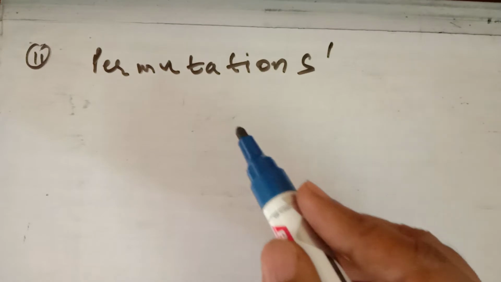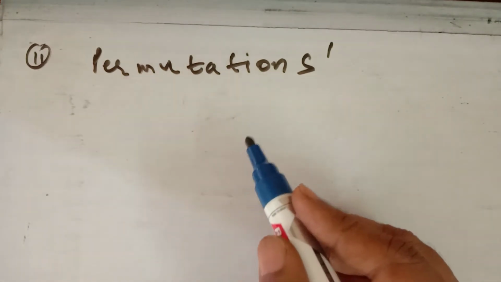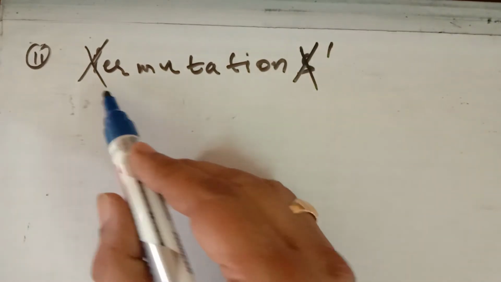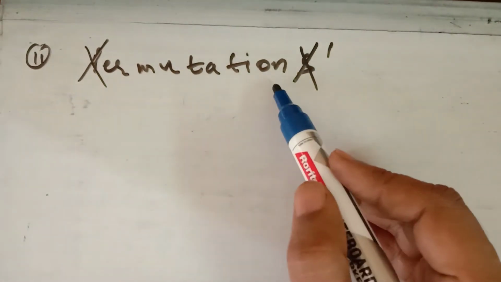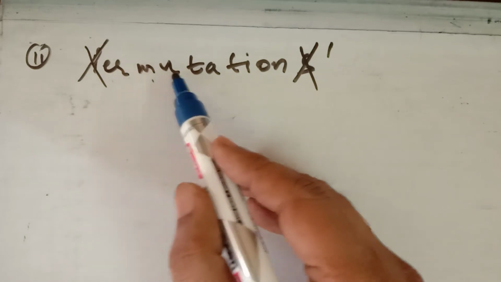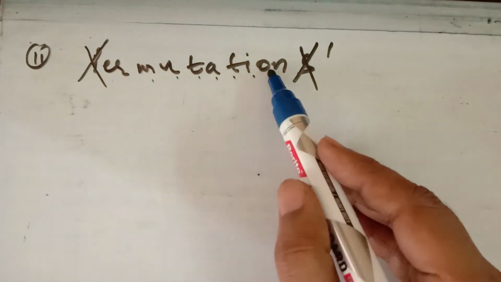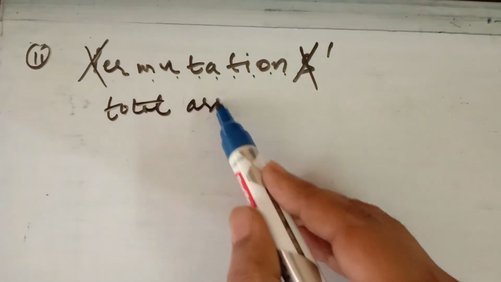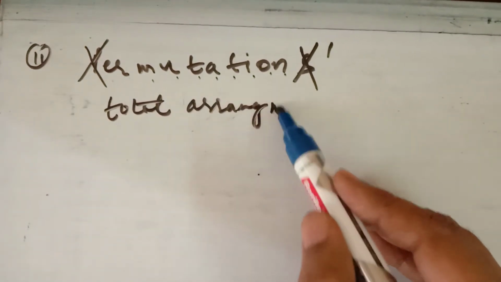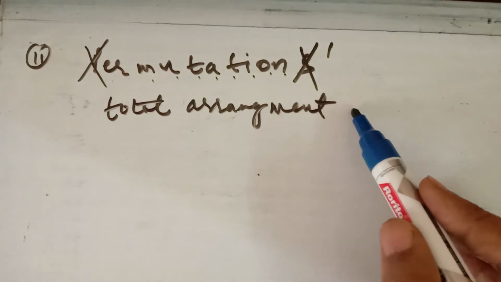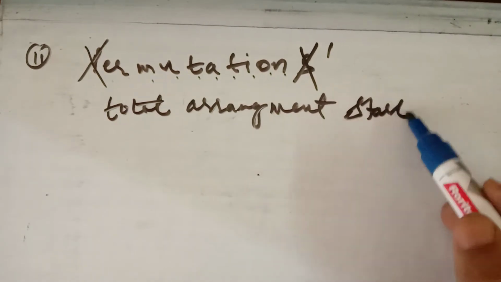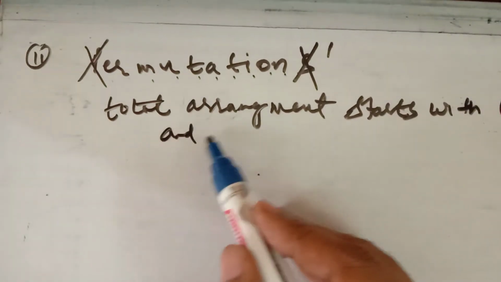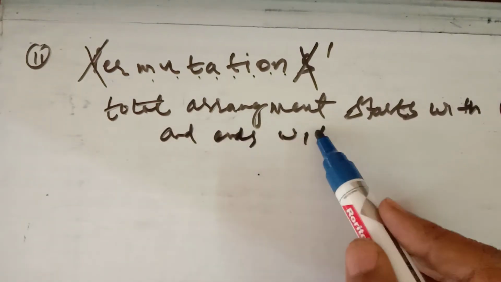Permutations. You have to find how many words are there that start with P and end with S. So it means 2 positions are fixed. So you have to arrange the remaining alphabets, 1 2 3 4 5 6 7 8 9 10. Total arrangements of words that start with P and end with S.